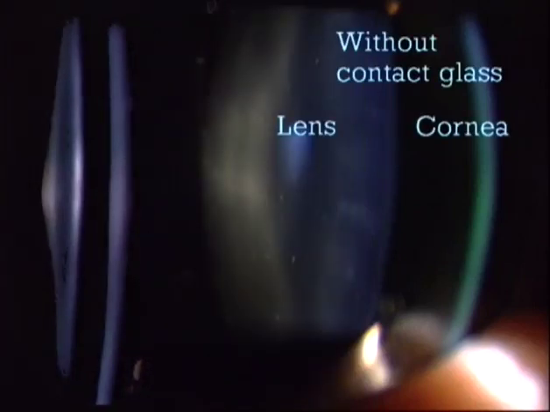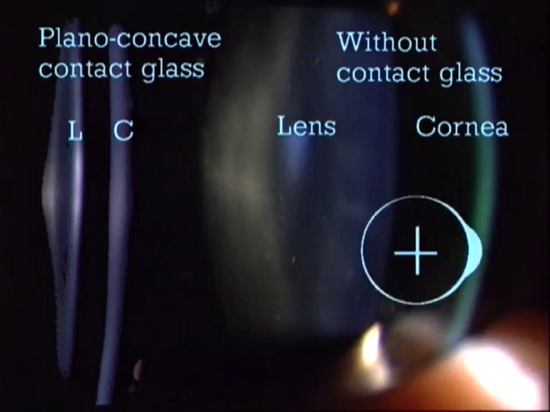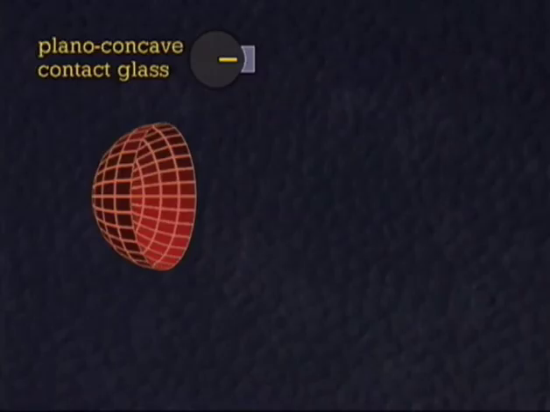Note: the lens seen without contact glass appears thicker than when seen with the plano-concave contact glass. Why is that so? The cornea acts as a plus lens and magnifies the natural lens. The plano-concave contact glass abolishes the power of the cornea and consequently the magnification.